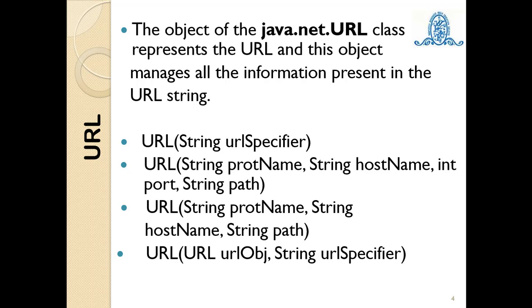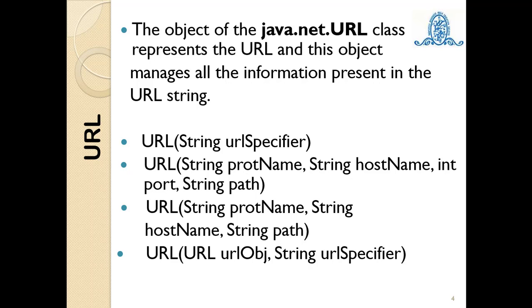Now this URL class is defined in package java.net. The URL class represents the URL, and this object manages all the information present in the URL string. The class defines 4 constructors, as URL(String urlSpecifier). Here URL specifier is the name of the URL in the form of a string.